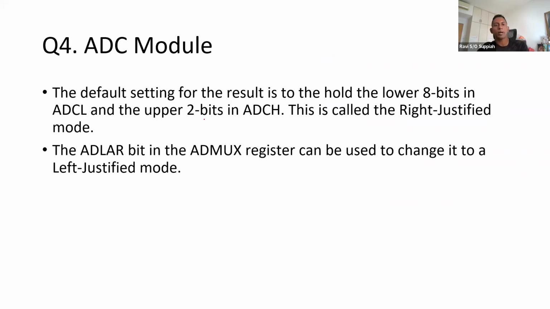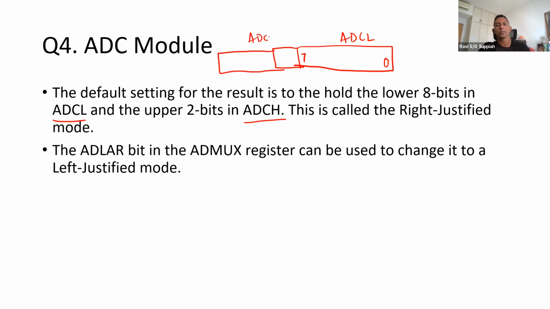By default, the 10 bits are broken up into 2 registers, ADCL and ADCH. The default setting is that ADCL has the bits from 0 to 7, and ADCH has the bits 8 and 9. But these bits 8 and 9 are actually in bit positions 0 and 1 of the ADCH. So this is the default setting when we look at the result. This is called the right justified mode.